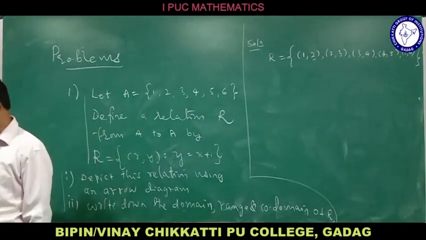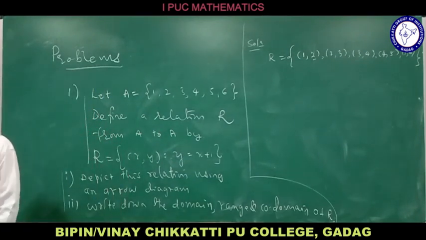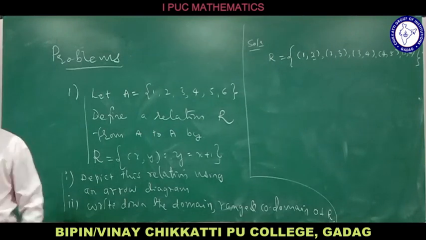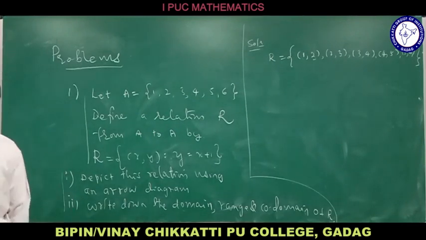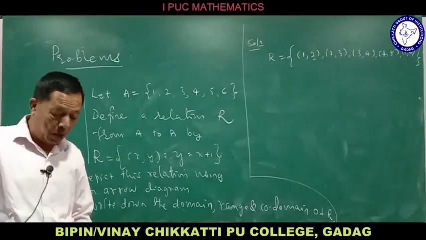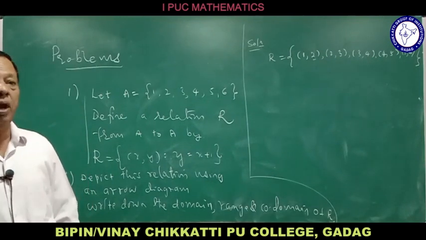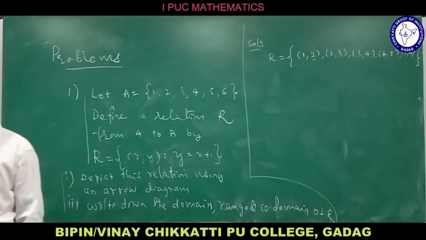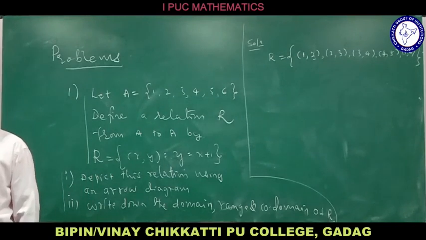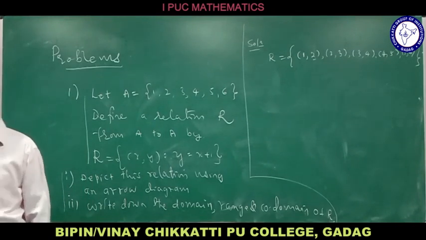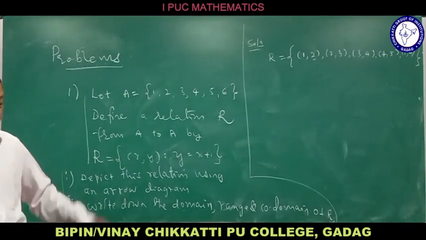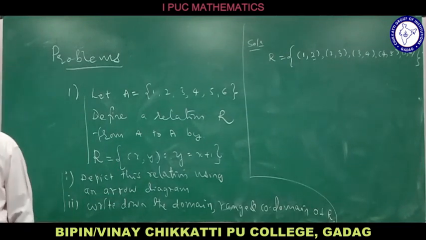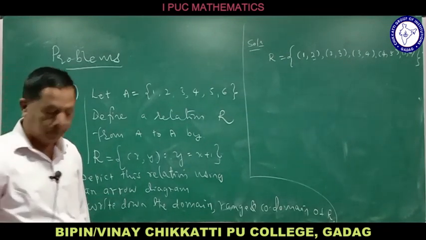So I hope you understood that particularly the corresponding arrow you have to use it, because already I have told you an arrow diagram is a visual representation of a relation. That you have to keep in mind. The corresponding arrow diagram is shown. How do you say that? That I am going to explain.